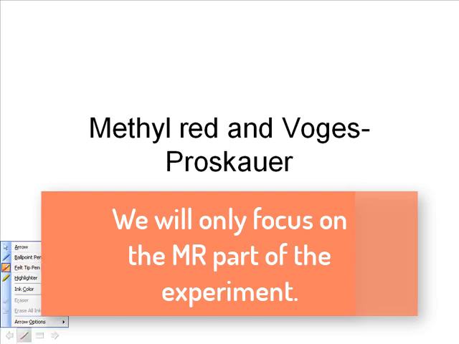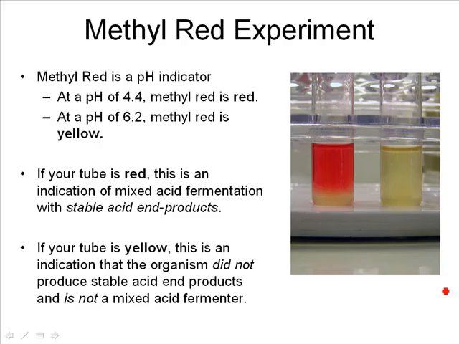The focus of this lecture will be two separate experiments that are grouped in one larger battery of tests. These include the Methyl Red and Voges-Proskauer, or the MR-VP tests. Now, in order to test for the presence of a mixed acid fermenter, in order to test for stable acid products, we're going to use the pH indicator, Methyl Red.